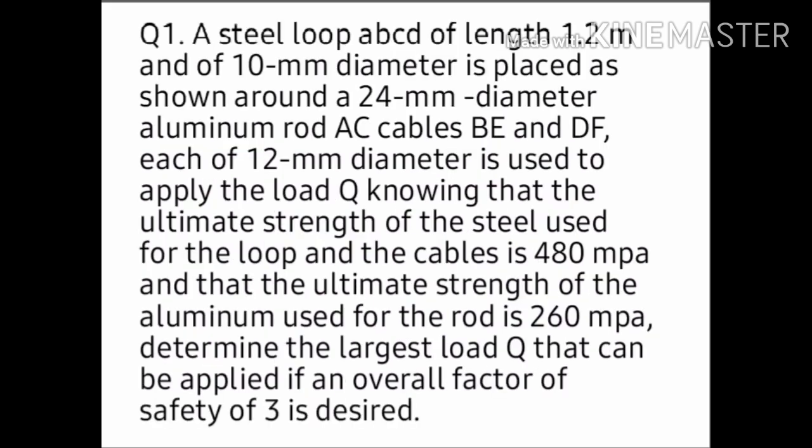And here's a given problem related to working stress. A steel loop ABCD of length 1.2 meters and of 10 mm diameter is placed as shown around a 24 mm diameter aluminum rod AC. Cables BE and DF, each of 12 mm diameter, are used to apply the load Q. Knowing that the ultimate strength of the steel used for the loop and the cables is 480 MPa, and that the ultimate strength of the aluminum used for the rod is 260 MPa, determine the largest load Q that can be applied if an overall factor of safety of 3 is desired.